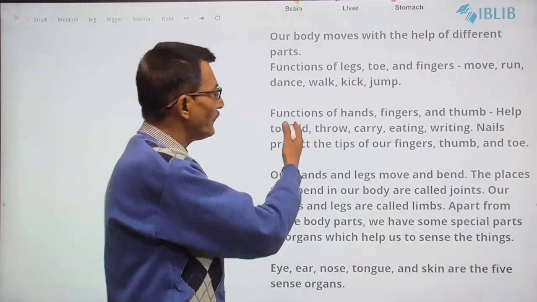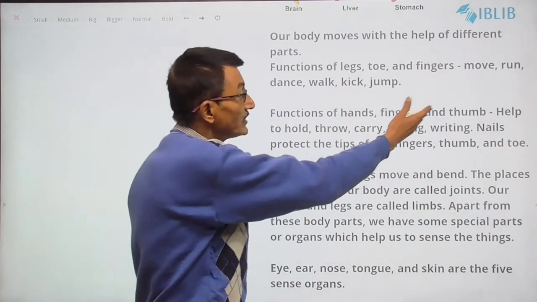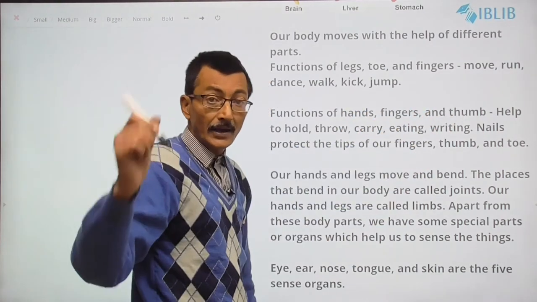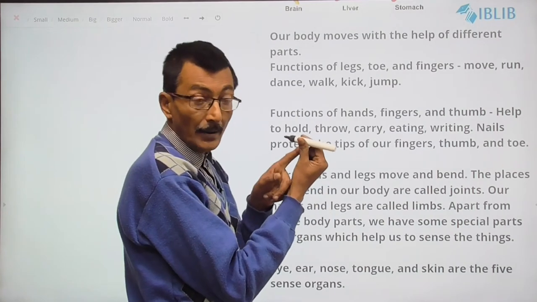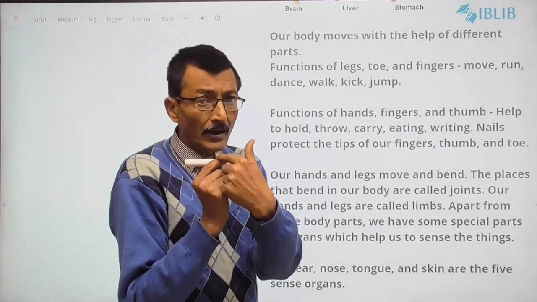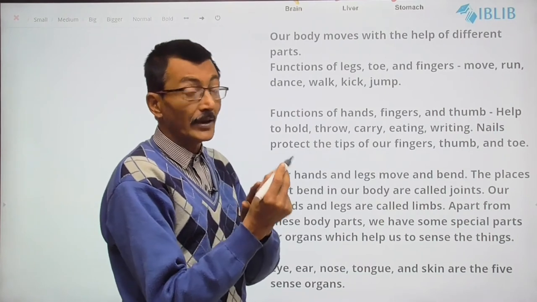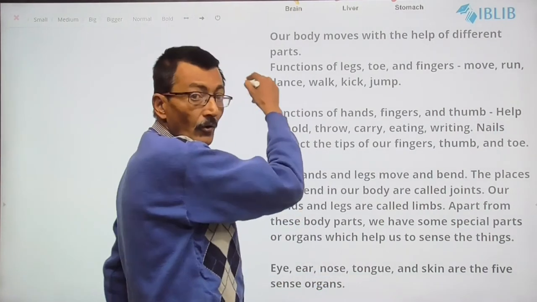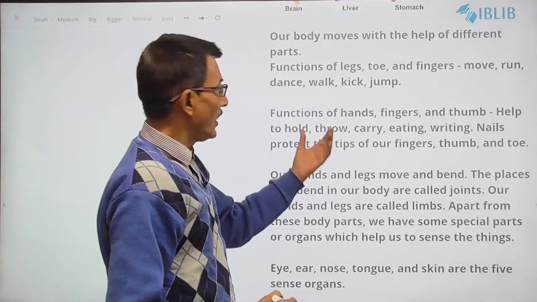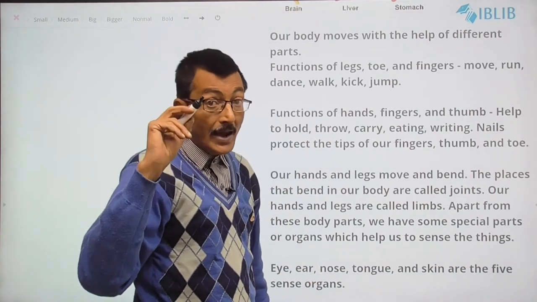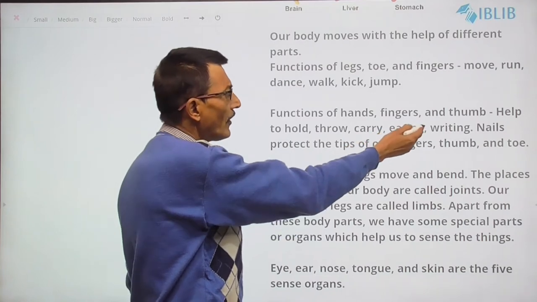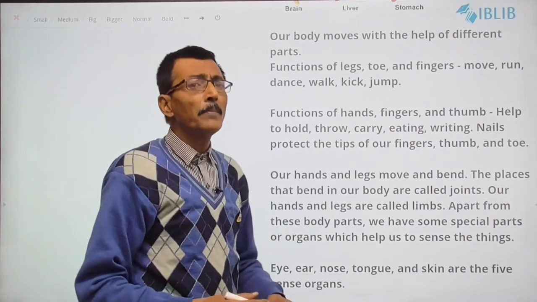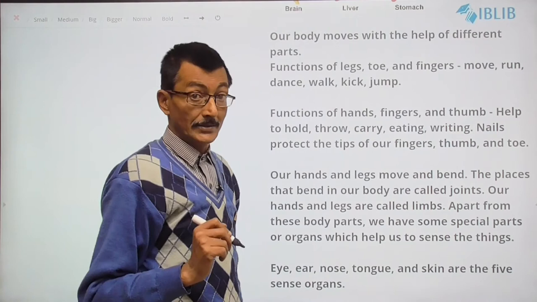Now let us see the functions of our hands, fingers and thumb. The stylus which I am holding, I am holding with the help of my thumb and my finger. And with the help of my fingers and thumb, I am able to write. Now, can I only write with my hand? No. We can hold, throw, carry, eat, write. We can do many works with our hands.